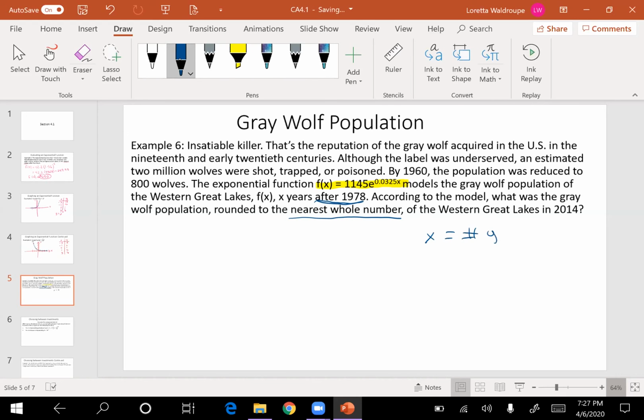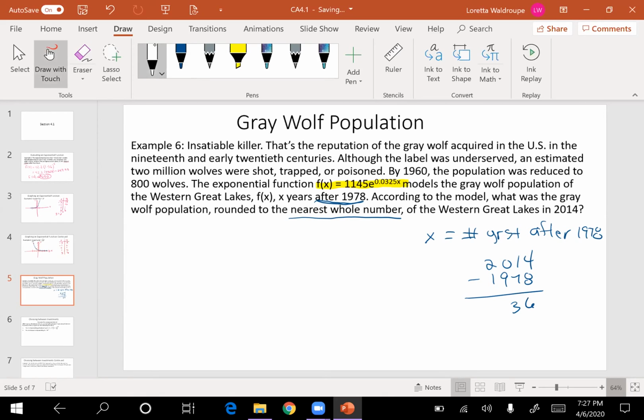Now remember, x equals the number of years after 1978. So if I do 2014 minus 1978, that's 36 years. So I'm looking for f of 36, or I want to put a 36 in place of the variable.